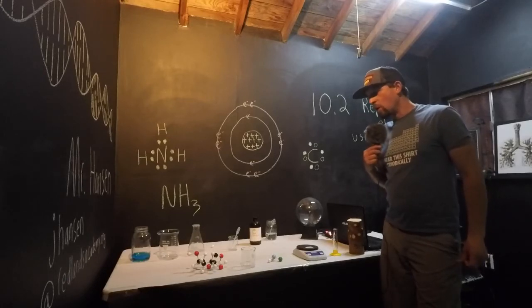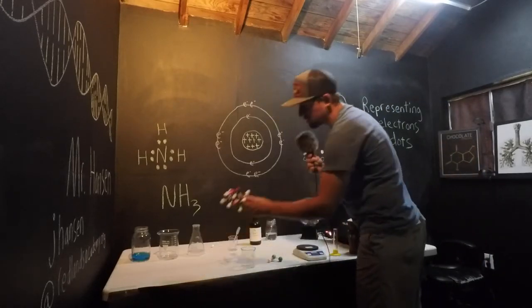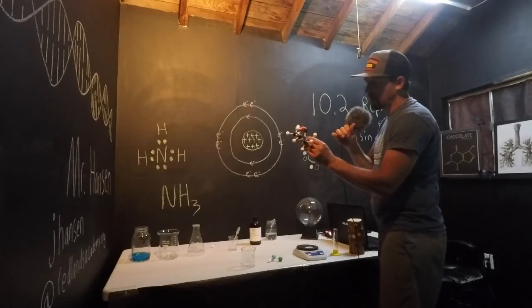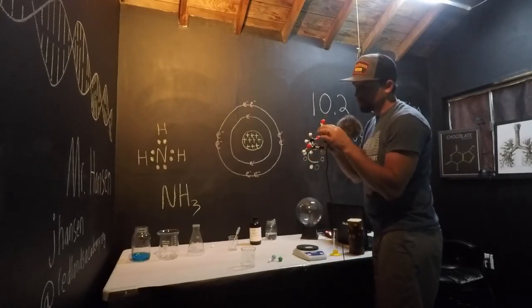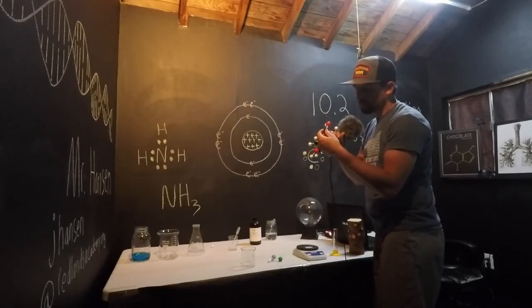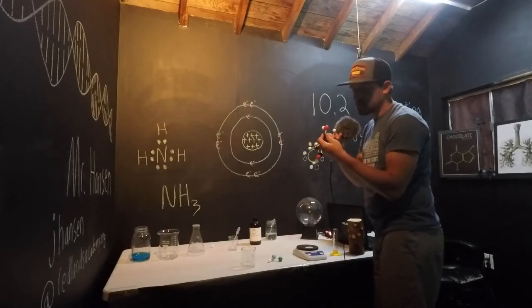Also, knowing what would bond with what. If I just look at this molecule right away, I can tell it's wrong, because this carbon atom has 2 holes here. Carbon likes to bond with 4 things because it has 4 valence electrons.